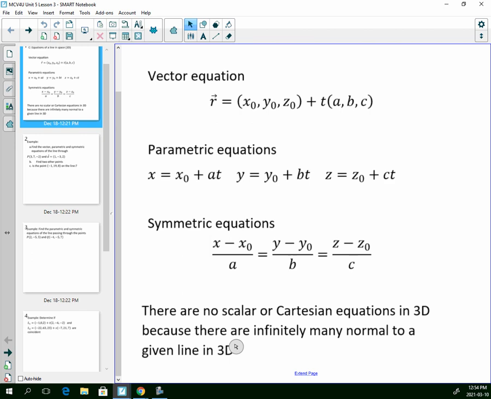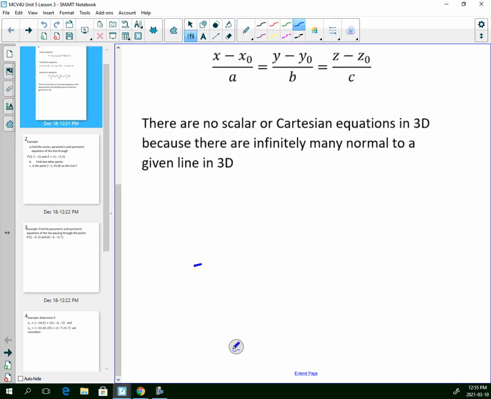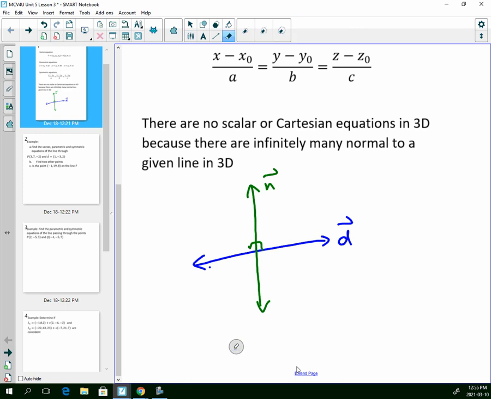There are no scalar equations or Cartesian equations in 3D because we could have an infinite number of normals to any given line in 3 dimensions. So if you can think of 3 dimensions, right, I've got a line. I could have an infinite number of normals. The only requirement for a normal is it has to be perpendicular, right? So if I have a normal and a direction vector, they are perpendicular. But if you think about this being in 3 dimensions, this normal could rotate around that direction vector, and we could have an infinite number of lines, right? Because now we can rotate it around in 3 dimensions. So there will be no scalar or Cartesian, which is the other way we call it, equations in 3 dimensions, okay?